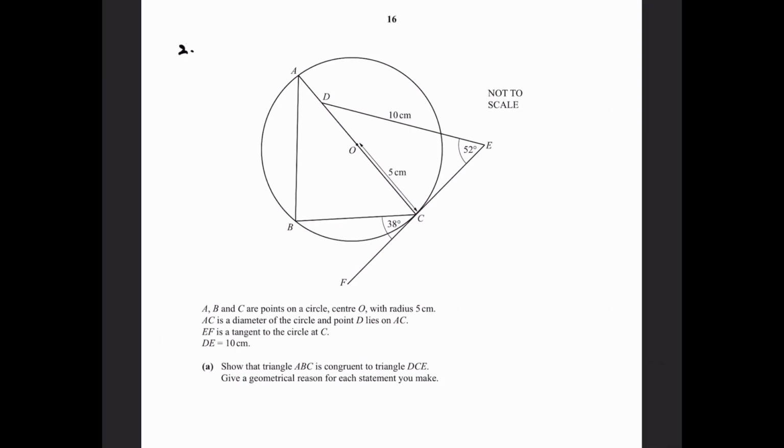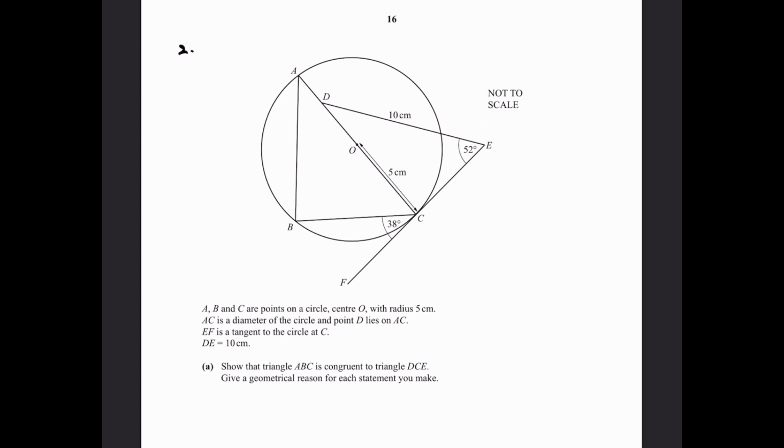A, B, and C are points on a circle with center O with radius 5 centimeters. In other words, OC is 5 centimeters, OA is 5 centimeters, and OB is 5 centimeters as well. AC is the diameter of the circle, and point D lies on AC right there. EF is a tangent to the circle at the point C. DE is equal to 10 centimeters as given.